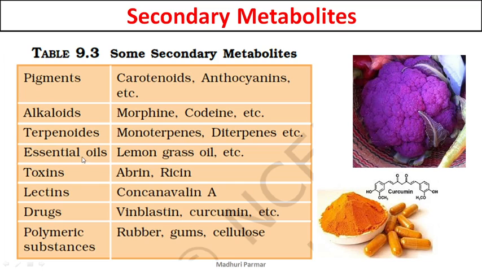Then you have essential oils like lemongrass oil, and then you have even other spices and all which can make such kind of oils, lavender oil, jasmine oil, rose oil. So these are nothing but essential oils. Some toxins, meaning some poisonous compounds, are also secondary metabolites. Example is heparin and ricin. Ricin is found in your castor seed.